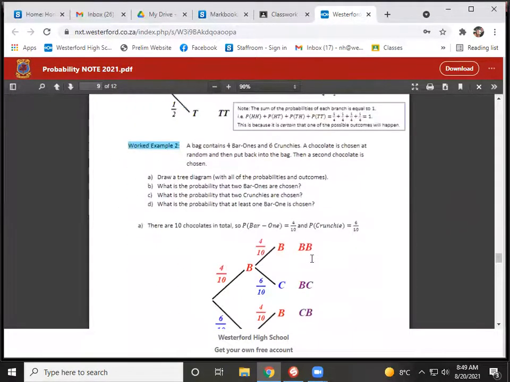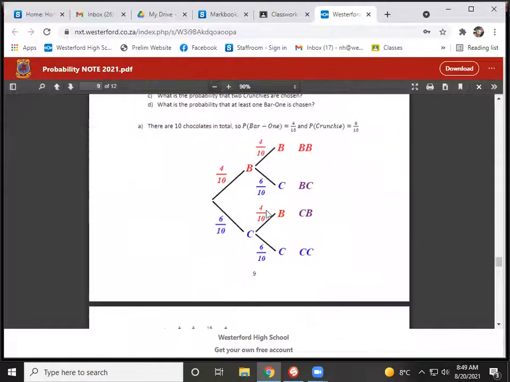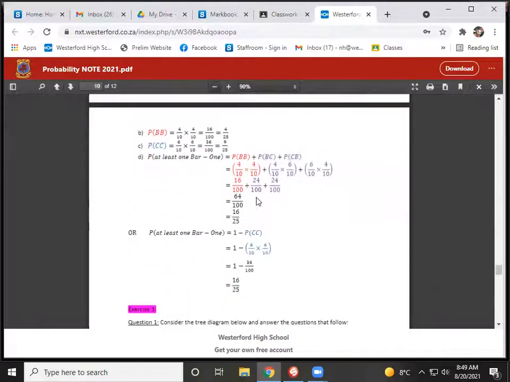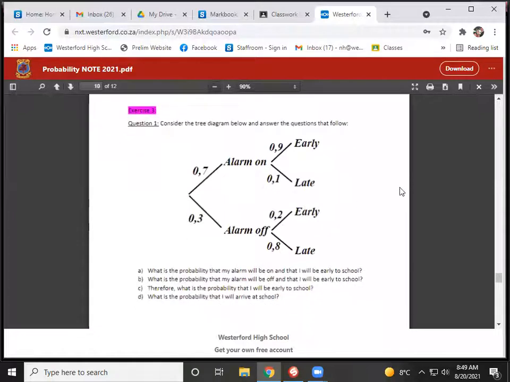This is an example that we did. This was the bar one example that we did. And here is the exercise. Okay, so question one, that's the one we just marked. So see, they gave us the tree diagram. Consider the tree diagram below and answer the questions that follow.